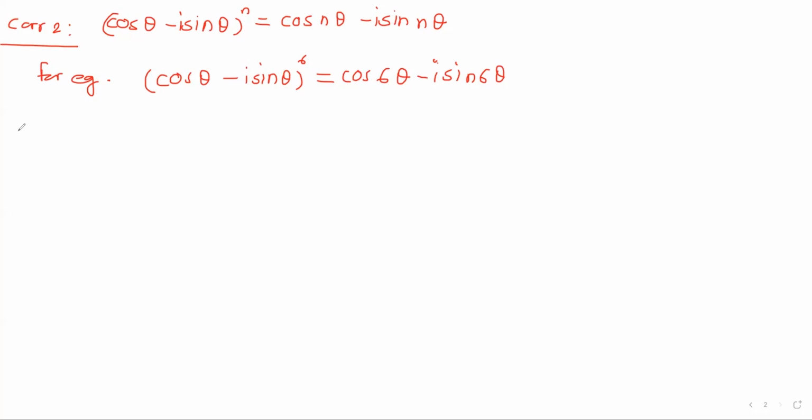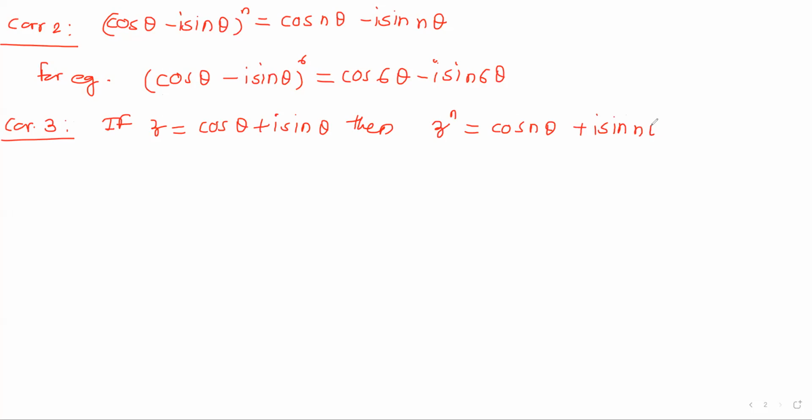Next important thing is, if z is equal to cos theta plus i sine theta, then z raised to n, that is (cos theta plus i sine theta) raised to n, will become cos of n theta plus i sine of n theta using de Moivre's theorem. Similarly, z raised to minus n will become cos of n theta minus i into sine of n theta. So there are various corollaries for using de Moivre's theorem. Let us start with the examples.